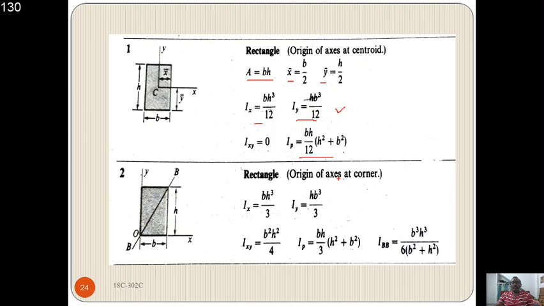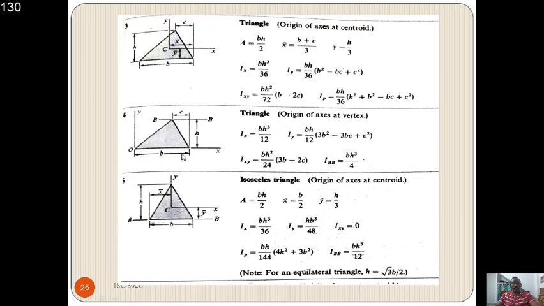Similarly, if the origin is at the corner, that means the axis is like this, then what would it be? It is nothing but a triangle formula. Similarly for the triangles also, there are different triangle shapes given. For the standard triangle, these are the formulas we are going to use. We know already Ix equals BH cubed by 36. And Iyy also, he has given the formula.